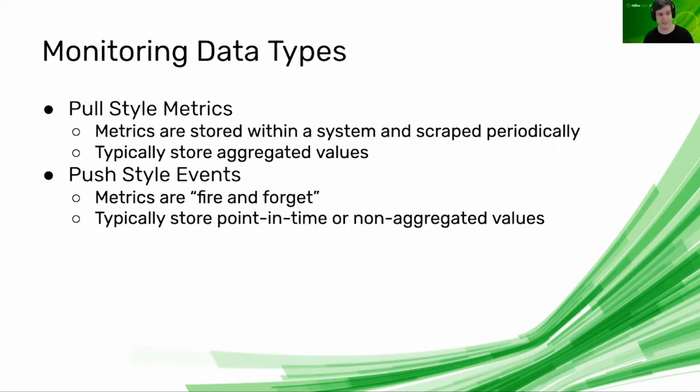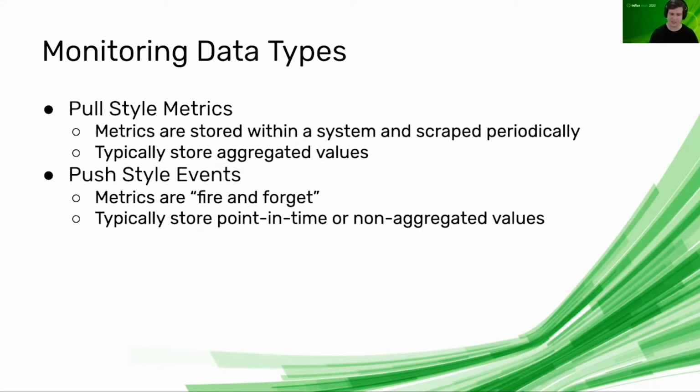So on one hand, there's these pull style metrics. These are typically things that are stored inside a system, either in memory or on disk somewhere. And then periodically, you have another component that reaches out and scrapes those values. So you store the state internally to the service, you keep that value around, and then you scrape it periodically. And then there are what I'm going to call push style events, which are fire and forget metrics, and they usually capture some kind of point in time value. The key thing here is that they're non-aggregated values.